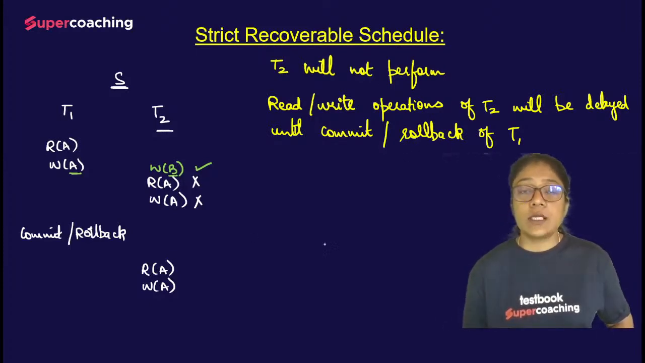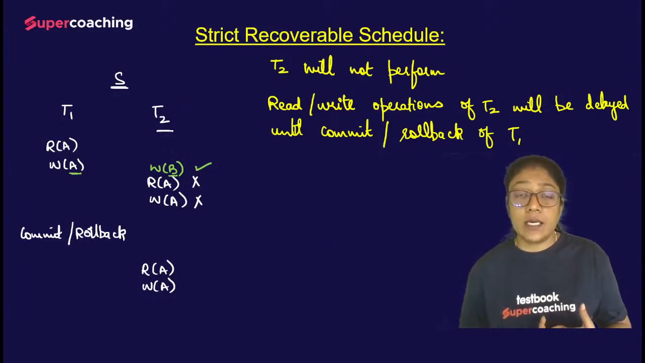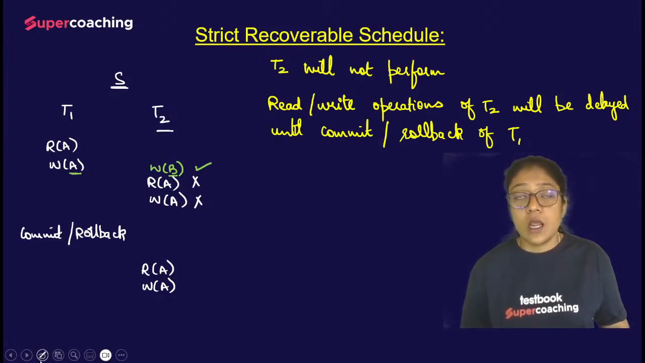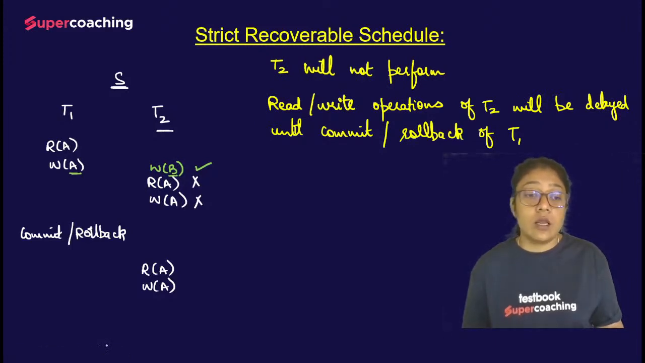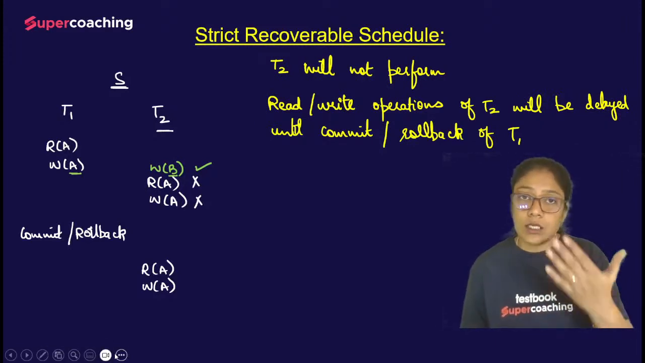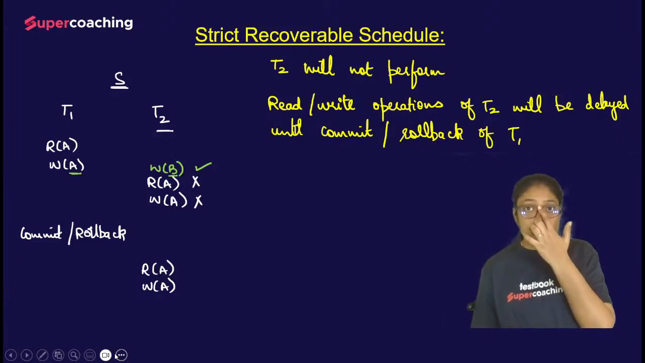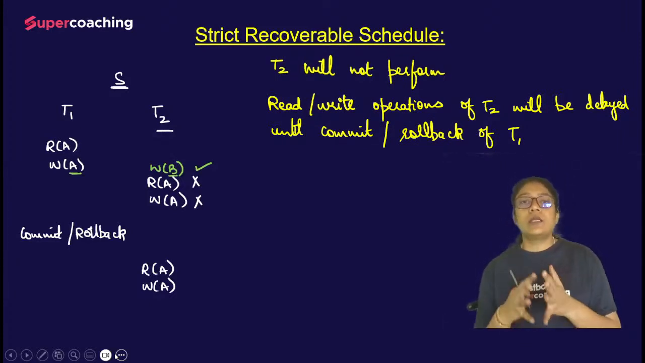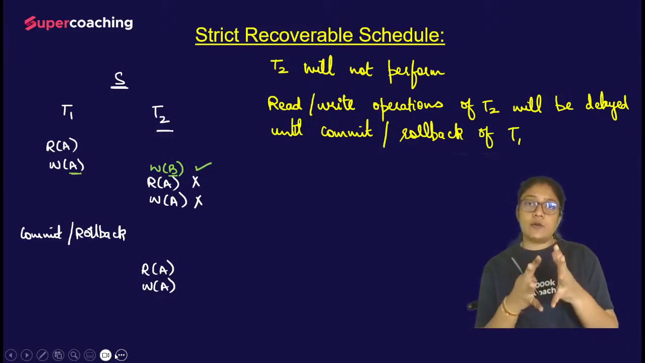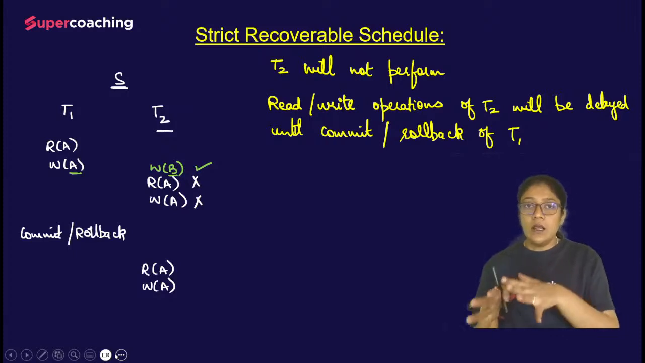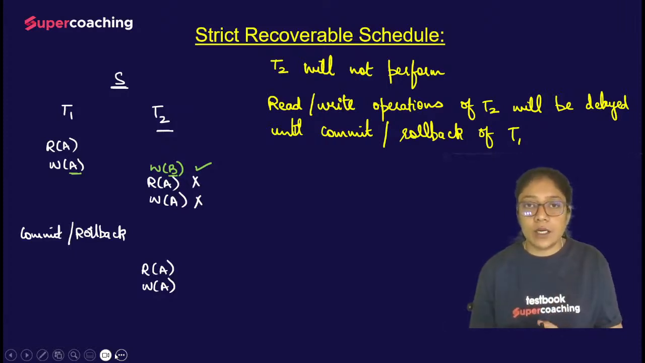Is this difference clear? In irrecoverable schedule, the dependent transaction gets committed first, so we were not able to roll back. And in recoverable schedule, the commit of the dependent transaction should be delayed until the main transaction gets committed or rolled back.